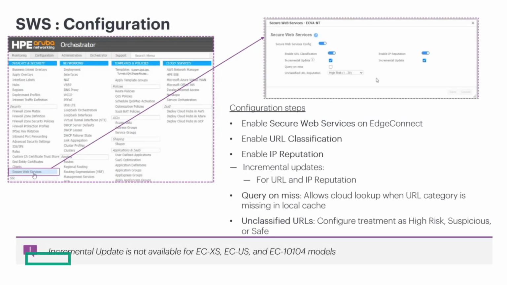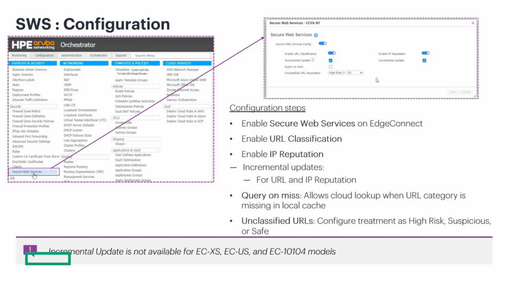This is an orchestrated service, so you could build this across your network like any other orchestrated feature. You could enable this, and then you could also enable secure web service configuration, and you could enable the URL classification. You could keep them enabled or disabled, like incremental updates or the query on miss. When an unclassified URL comes in, how do you want it to be treated? So these settings are global settings.